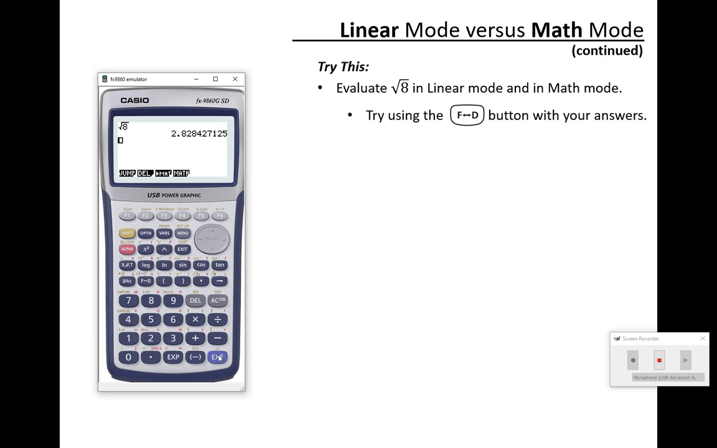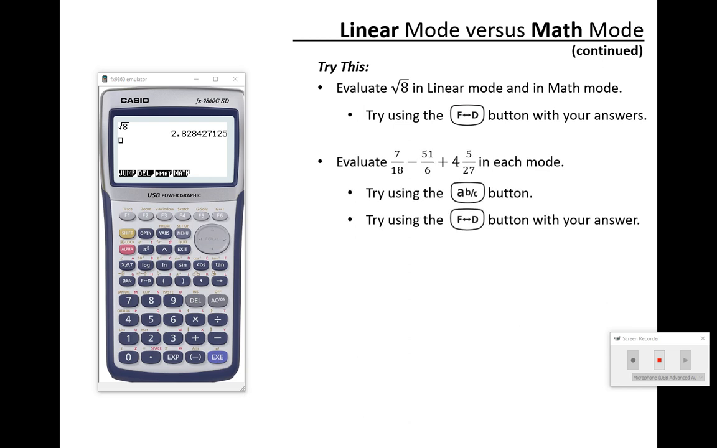Now you're like, yeah, but what if I do want the decimal? You've got a button called FD, literally fraction to decimal. If you hit FD, you see it'll switch over to what I got, which is 2.82, and then FD, you can switch it back and forth. So that's a nice mode. Mine, there's something wrong with the ROM on mine, and so I don't get the right thing. But yours should say 2 root 2 when you do that in math mode.